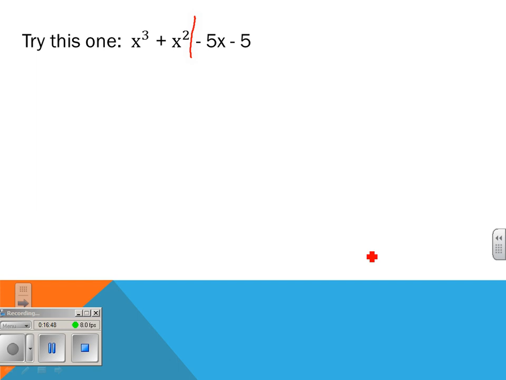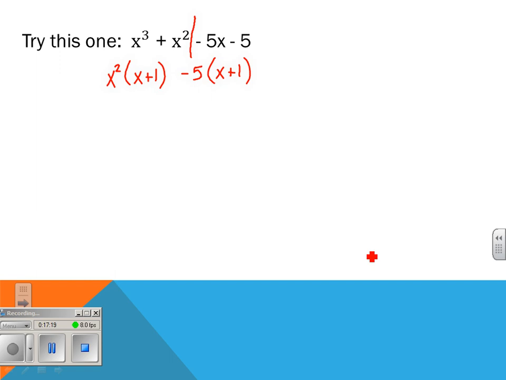Take a look at your front half. What can you pull out of both pieces of your front half? x squared. And when you pull it out, it leaves you with an x plus 1, right? Now we're hoping for maybe finding another x plus 1 in the back chunk. So take a look back there. What can you take out of both terms? Hopefully you see that you can get a negative 5 out of there. And then that would leave you with another x plus 1.